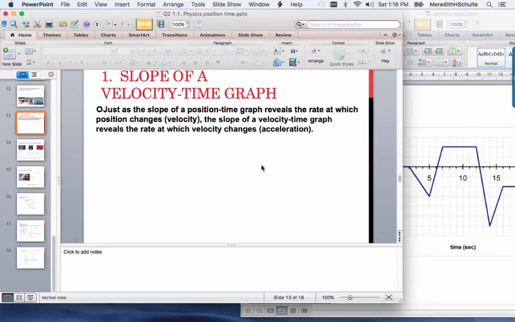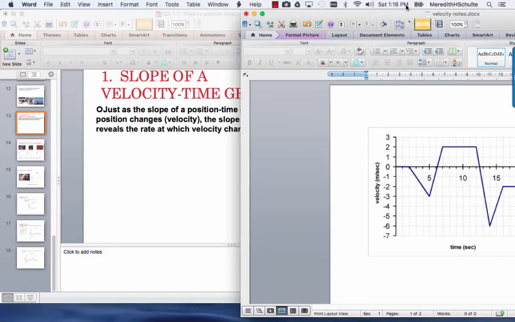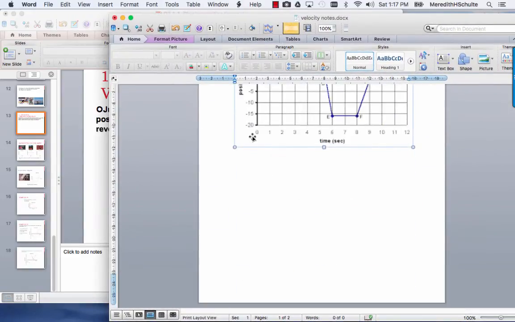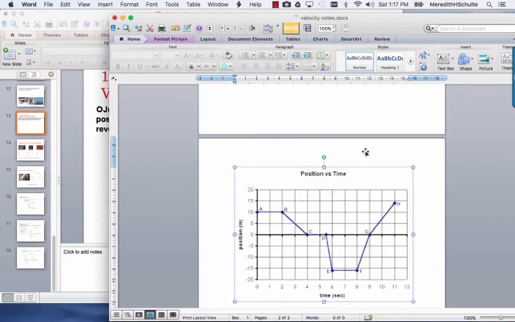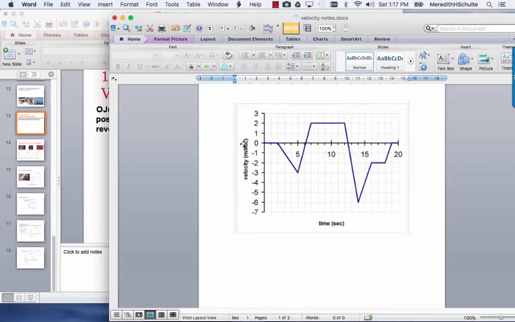Just as the slope of a position time graph reveals velocity or speed, the slope of a velocity time graph reveals acceleration. All right, so on this position time graph, these slopes are constant speed, faster, slower, in between. Up here on this velocity time graph, the slopes are acceleration. And this steepness has to do with how fast or slow you're accelerating. This is what we're going to be learning about next week.